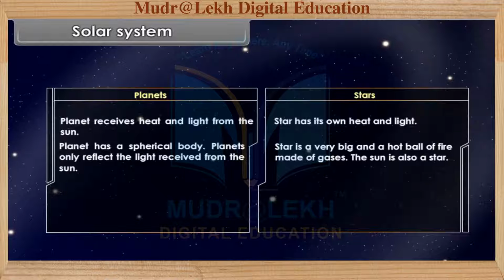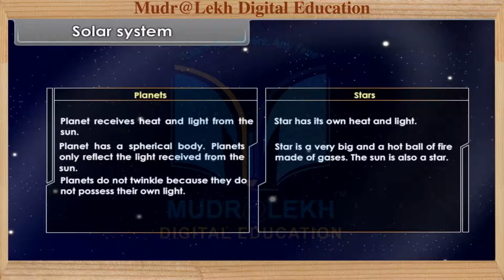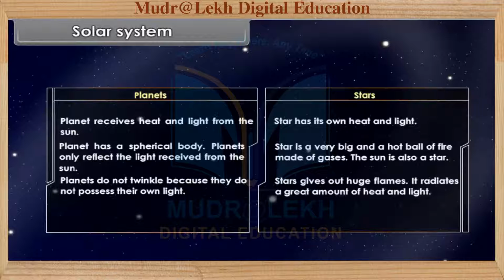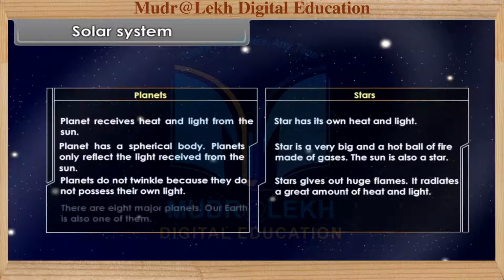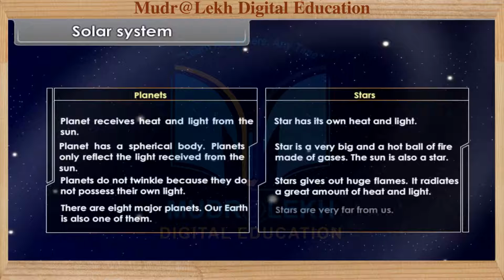The sun is also a star. Planets do not twinkle because they do not possess their own light. Stars give out huge flames. It radiates a great amount of heat and light. There are 8 major planets. Our Earth is also one of them. Stars are very far from us.